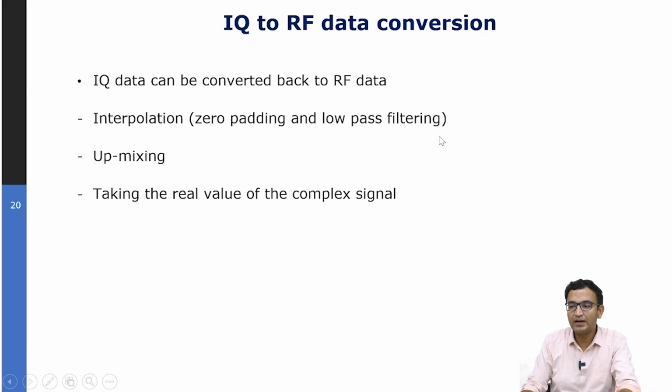Once we are done with low pass filtering and we have the spectra with the right number of points, isolated in terms of the spectra of interest, we can perform upmixing. Just like in the last process, where we performed downshifting or downmixing by multiplying by e to the power minus j omega t, here we will perform upmixing by multiplying by e to the power plus j omega t. What you get is still a complex valued signal. Now you can take the real part of this complex signal, and this will give you the RF data. Typically, if you're doing some research, you might need to convert from IQ to RF data, and this is the general process.